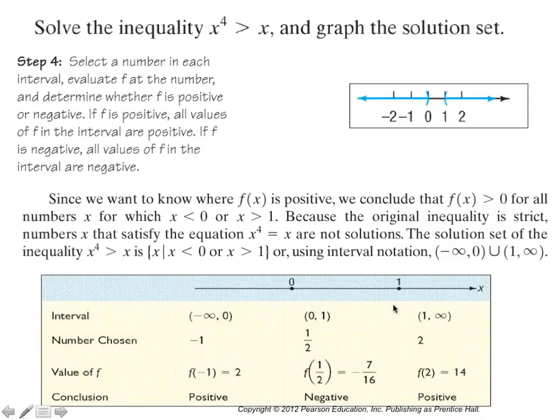And then if we're talking about graphing our solution set, it's going to be from negative infinity up to 0, not including 0, because we have strictly greater than, not greater than or equal to. And then we have from 1 to infinity, again, not including 1, because we have strictly greater than, not greater than or equal to.